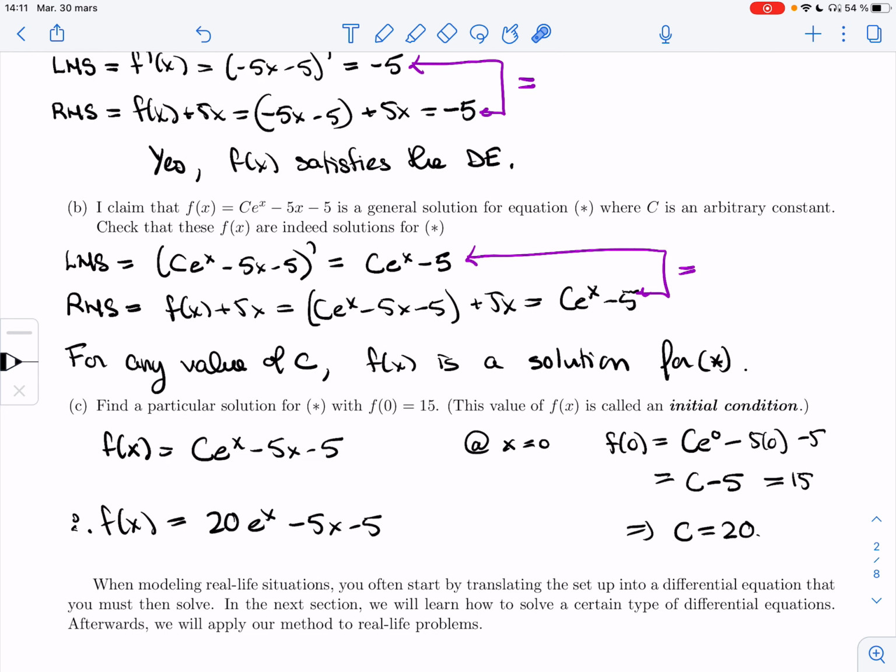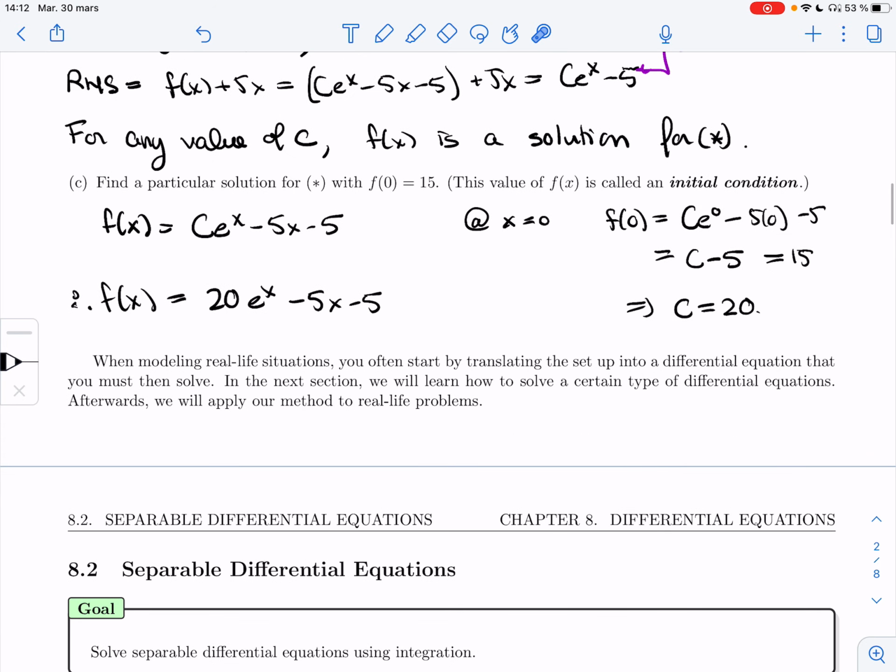Let me say differential equations seem a bit weird at first, but they're super important. When modeling real life situations, you often start by translating the setup into a differential equation that you must then solve. There are tons and tons of mathematicians who work on differential equations. Solving them is super important. It's not always easy. It depends on the type of differential equation. So in the next section, we'll learn how to solve a certain type of differential equation. Afterwards, we'll apply our method to real life problems. Next video, we'll start talking about separable differential equations.